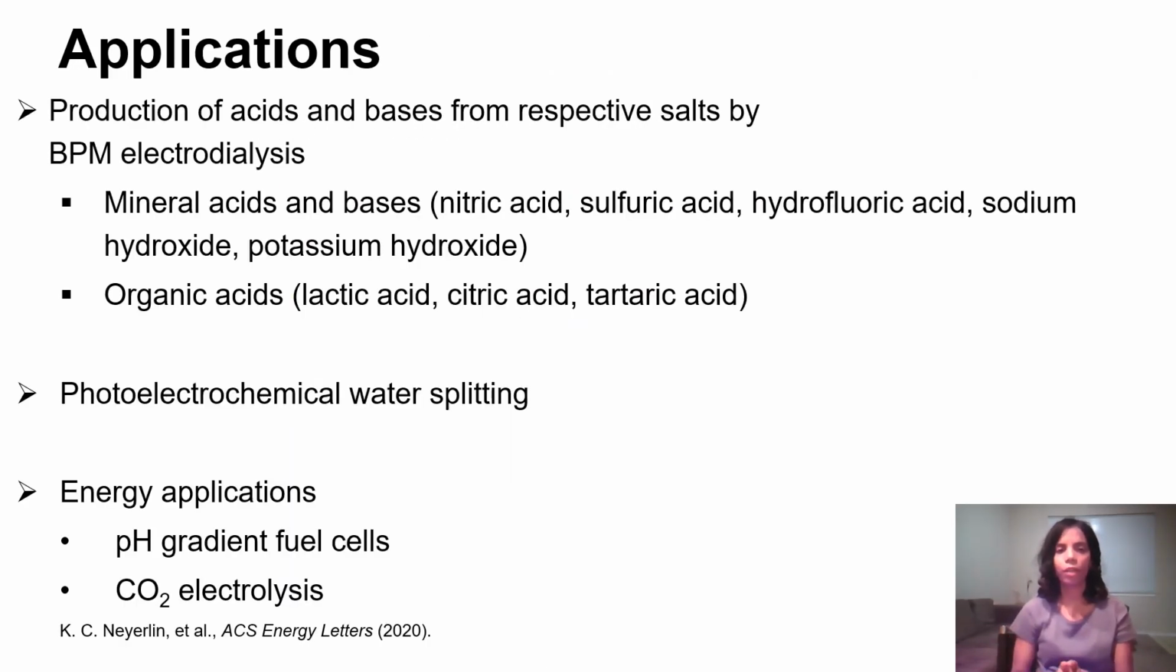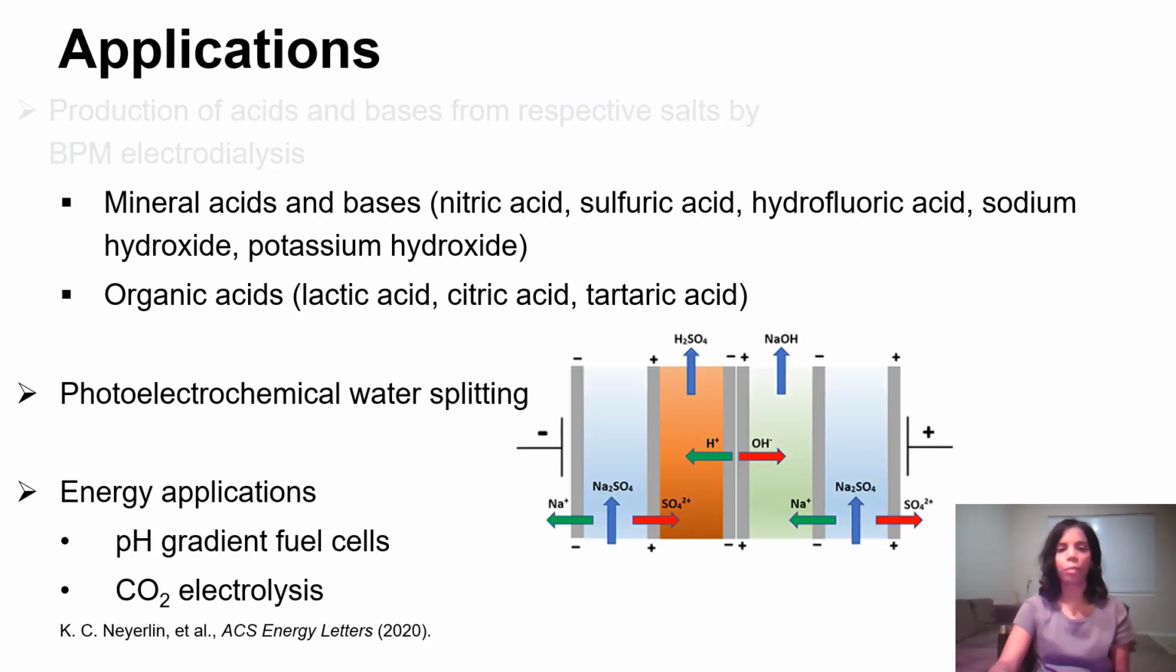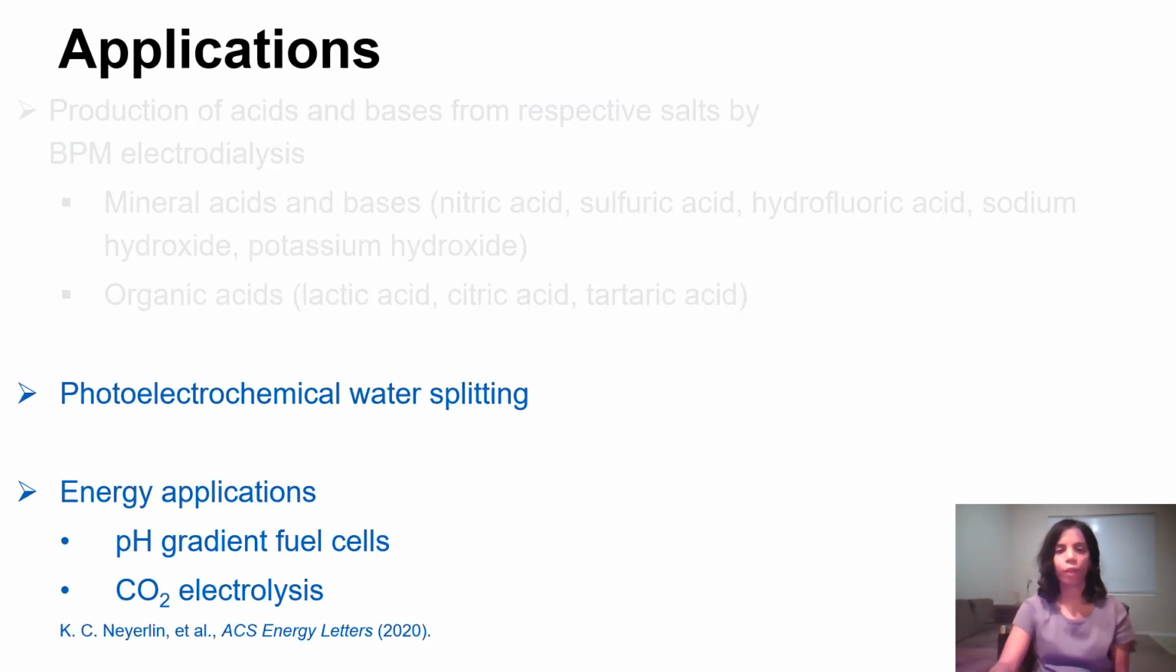Some of the major applications of bipolar membranes are production of acids and bases from their respective salts by a process known as BPM electrodialysis. It can be used to produce mineral acids and bases as well as organic acids. Some other applications of bipolar membranes include photoelectrochemical water splitting and energy applications like maintaining pH gradient across a fuel cell and CO2 electrolysis to value-added components like methane or formic acid.